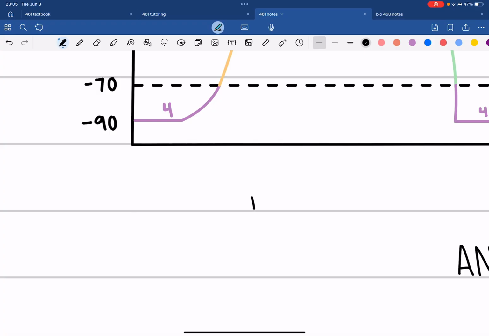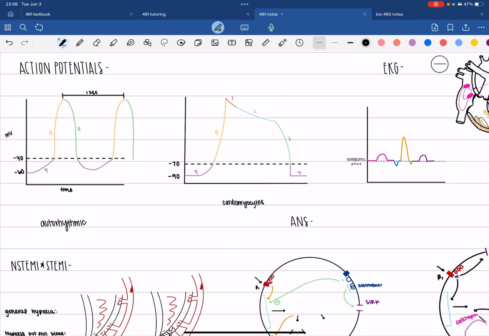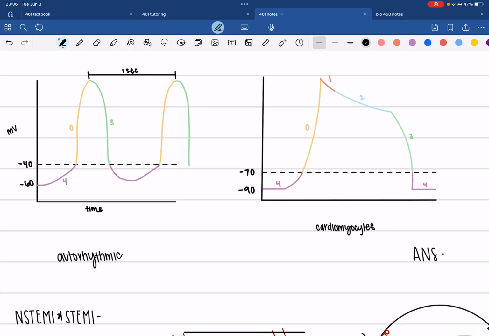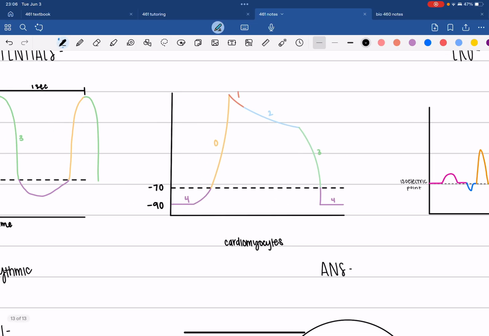It's going to be the same name. Oh, I was saying one thing and then I spelled the other thing. So, cardiomyocytes.